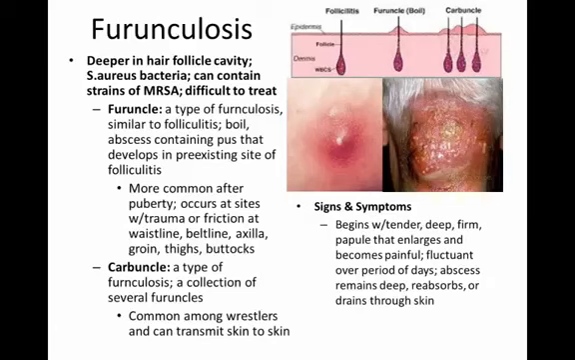It is a collection of several furuncles. They are common among wrestlers and can be transmitted from skin-to-skin contact. Signs and symptoms begin with tender, deep, firm papules that enlarge and become painful. They may fluctuate over a period of days. Abscesses remain deep and reabsorb or drain through the skin.